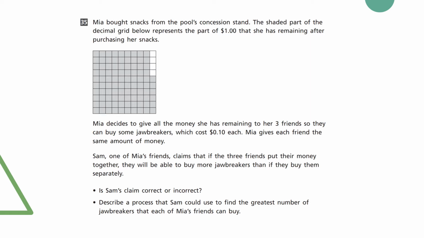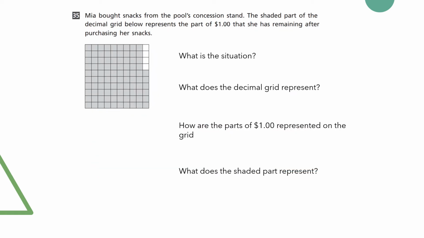This is a huge problem. We are going to break it down into separate steps and think about questions that will help us organize our thinking. The first thing we need to think about is the situation. What is the situation? I'm going to go back and read my problem, and I'm going to think about where she is. Mia bought snacks from the concession stand, and she has part of $1 remaining. Okay, what does the decimal grid represent?